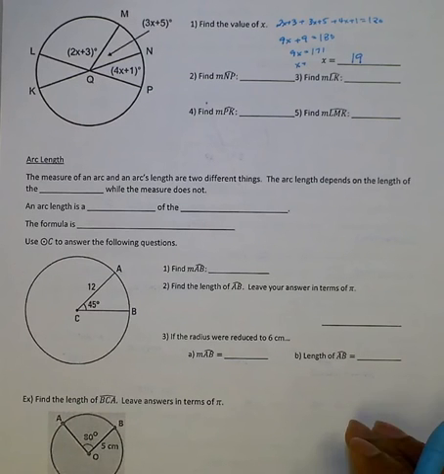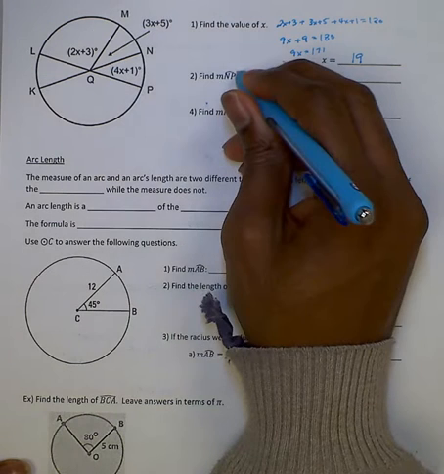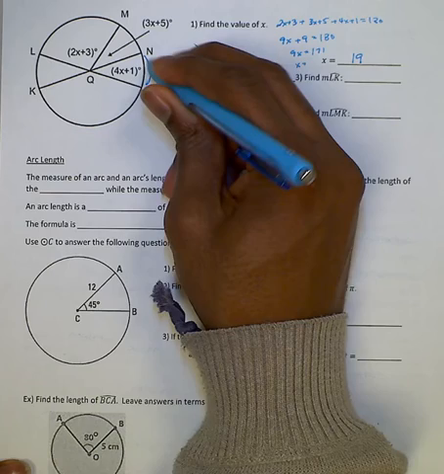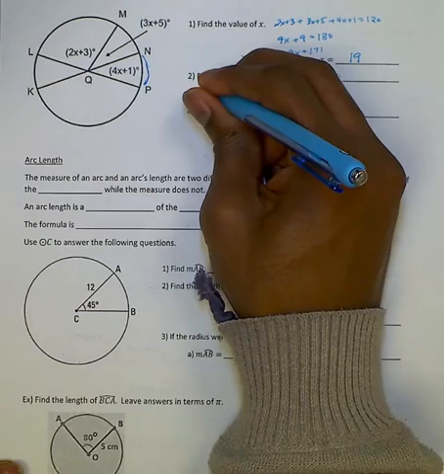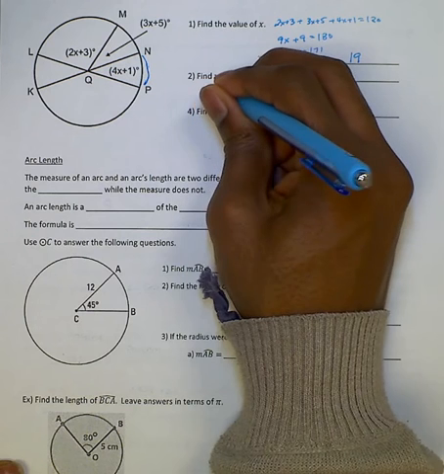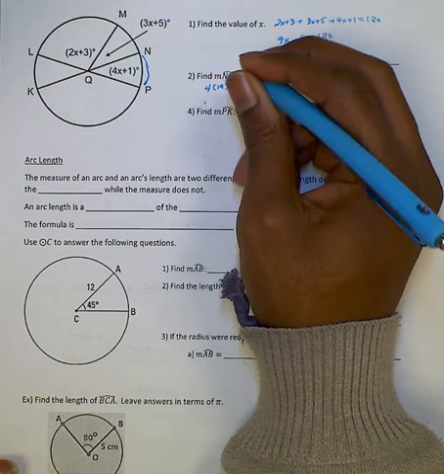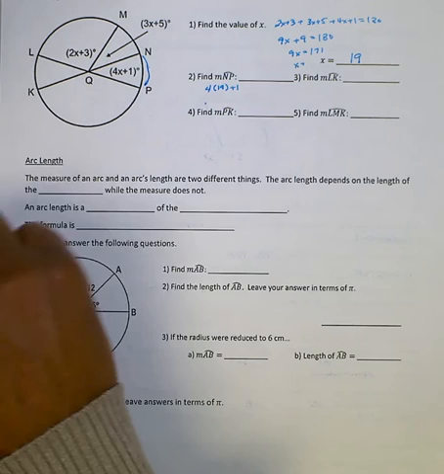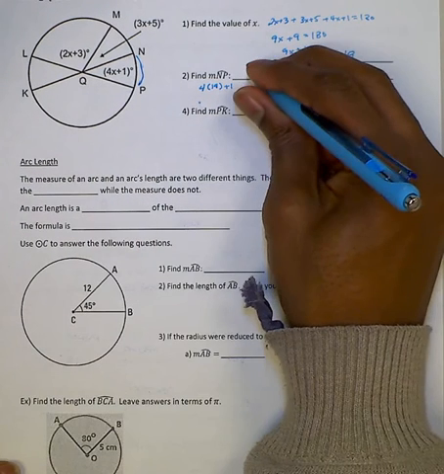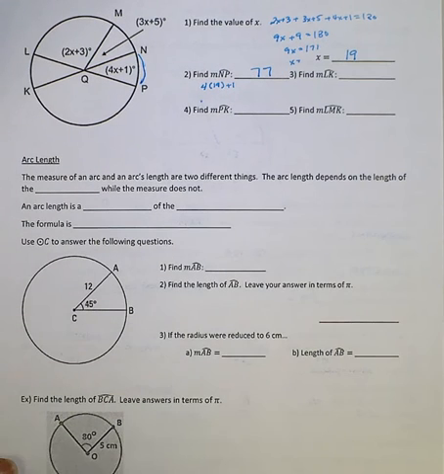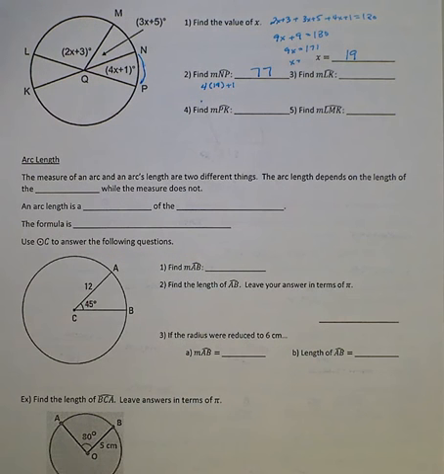The next question asks us to find arc NP. Since it's only 2 letters, I know it's talking about a minor arc, so just this one. We already know that x is 19, so to find out what NP is, we'll plug 19 in for x. That'll give us 76 plus 1, which is 77. Just making sure that works. Yep. Okay, 77.